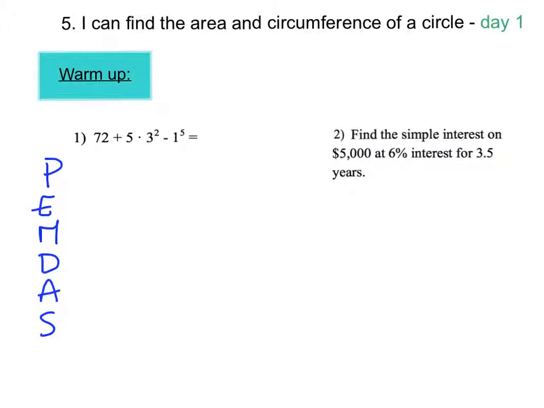or order of operations. Start with anything in parentheses. Notice we have none, so move on. Next, we have exponents. Two things have exponents, so let's simplify. 7² plus 5 times 9 minus 1. Exponents are done. Next is multiplication and division, which is right here.